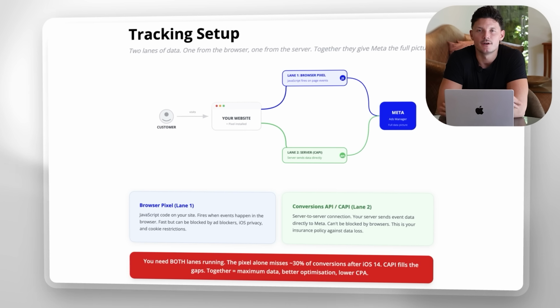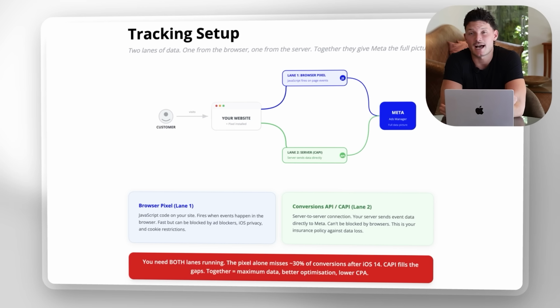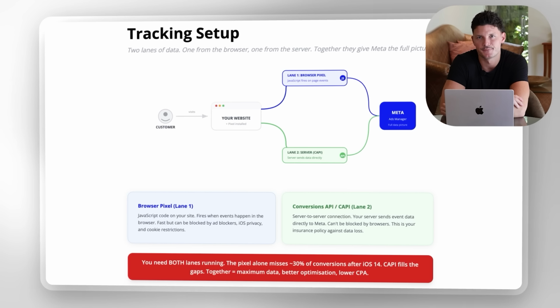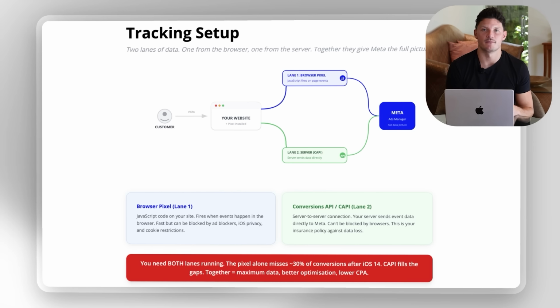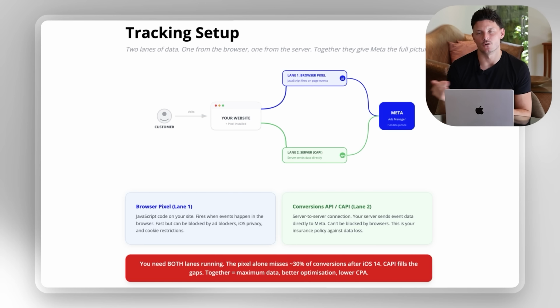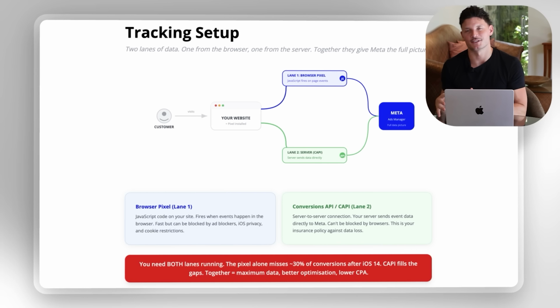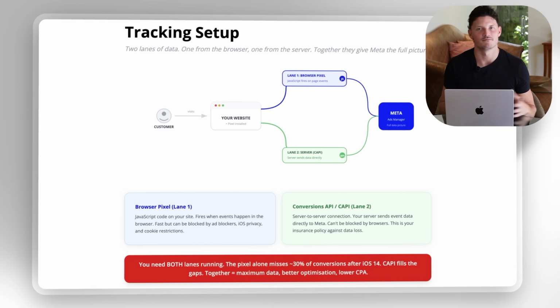And road 2, conversion API or CAPI. And this is server side. So the server sends over first party data, things like emails, phone numbers, conversion value, all through to Meta's server. No browser involved, no cookies involved, just nice clear vision. So you need both. And here's why.